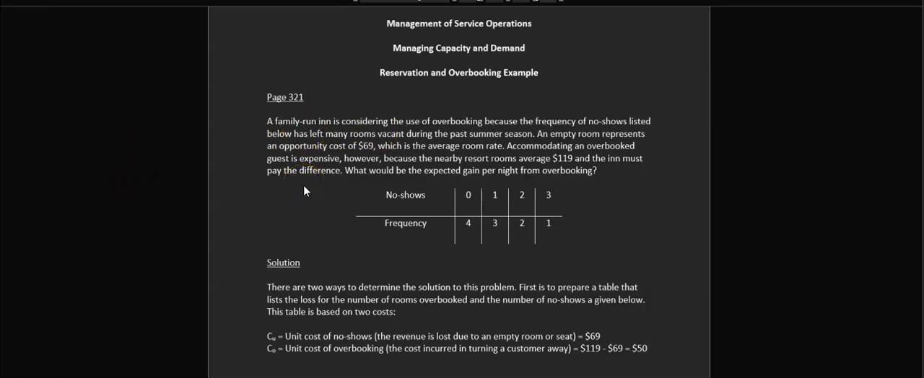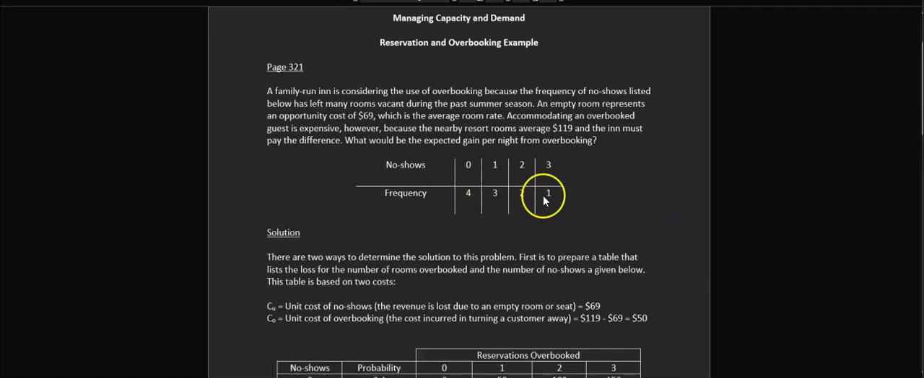So their data for a given night shows that the frequency of 0 no-shows is 4. The occurrence of 1 no-show is 3 for a given night, 2 no-shows has a frequency of 2, and 3 no-shows has a frequency of 1. This happens to total 10, but it doesn't necessarily need to total 10. It just makes the math easier in the example. It could be 10 occurrences of 0 no-shows. You just need to do this as a percentage.